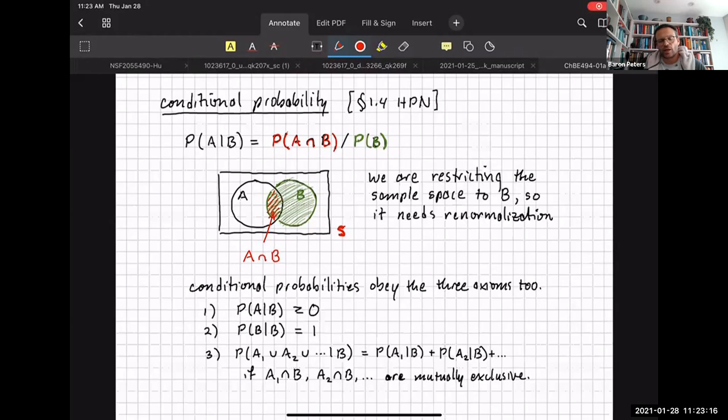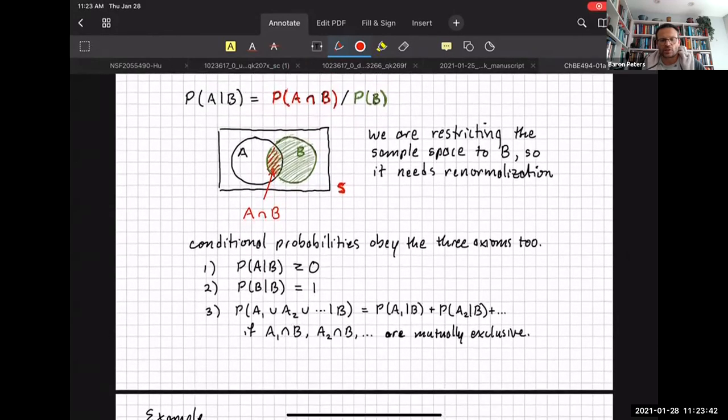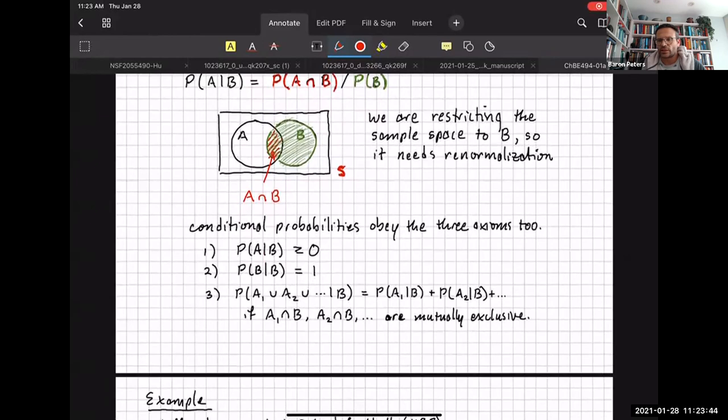That's what is accounted for. The red term upstairs in this formula tells you how much of A overlaps with B, the given thing that must happen. And the green part in the basement tells you how much smaller the normalization factor has to be to account for the fact that we're no longer considering the whole sample space, only those things in B. Hopefully that gives you some intuition about how this formula looks and why it looks this way.